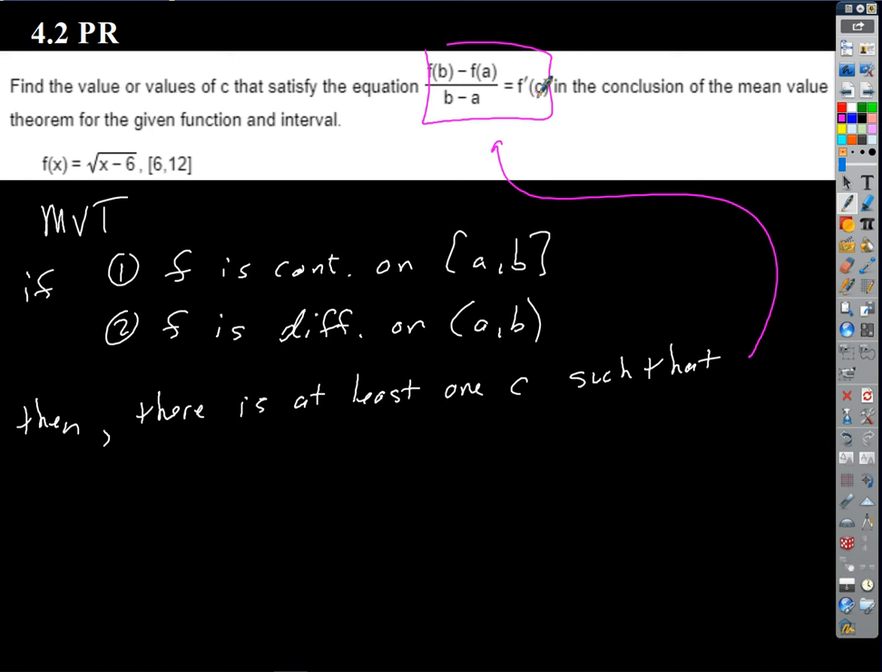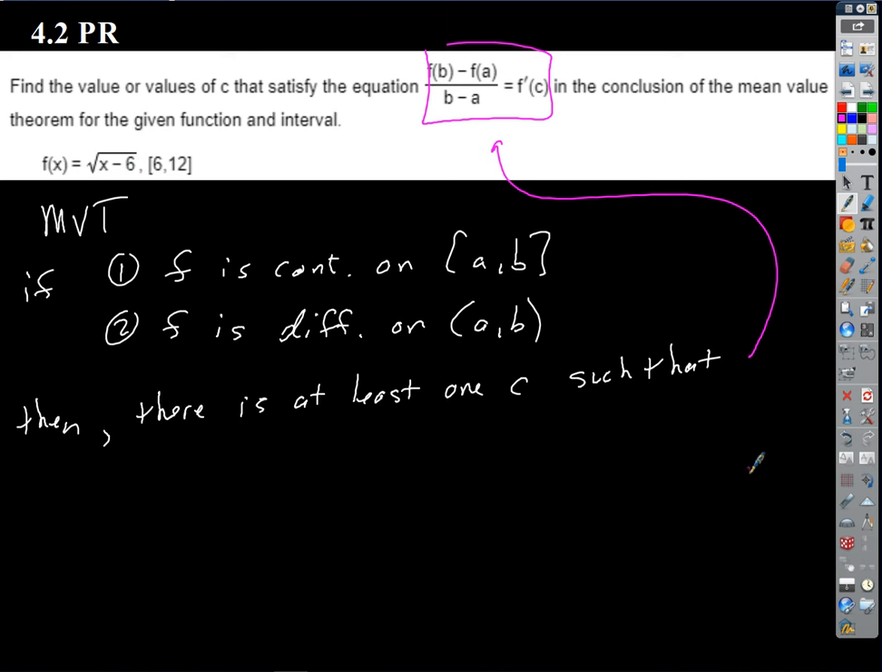So what we have to do here is decide, first of all, do we meet the conditions of the mean value theorem? For f of x equals the square root of x minus 6 on the closed interval from 6 to 12, is it continuous? Yes, it's in the domain of this function, and it's a square root function. We know what that looks like. That's a continuous function. Is it differentiable? Yes, there are no sharp corners, nothing weird going on.